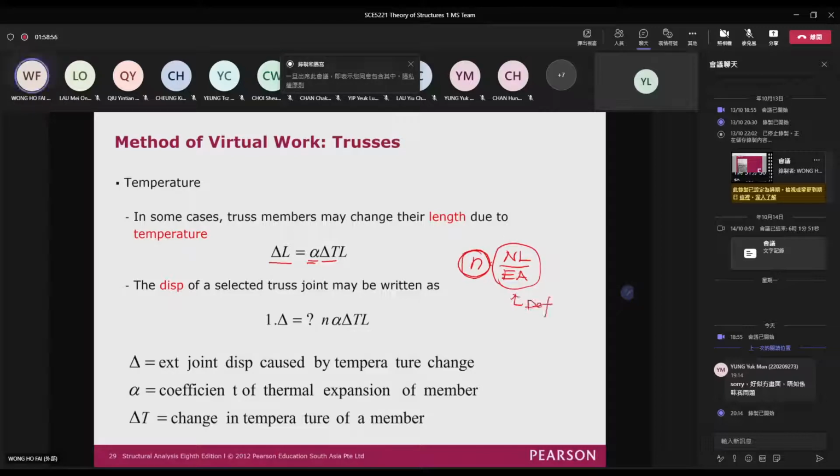And right now the deformation is due to temperature change. So again, you can use the deformation here, the deformation due to temperature change, times the virtual force in the member, and then you add all of them together. Then it is equal to the external displacement. That means you can find the deformation of the truss by considering the deformation of each member due to the temperature change.